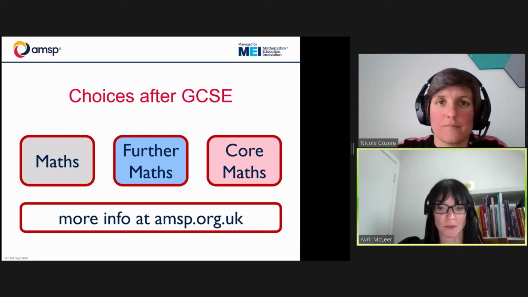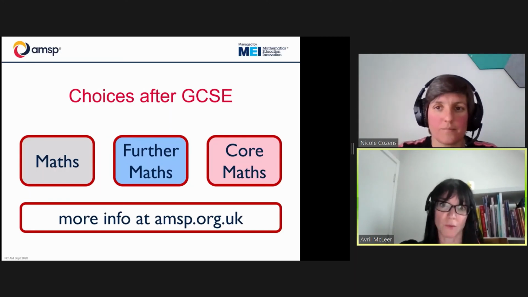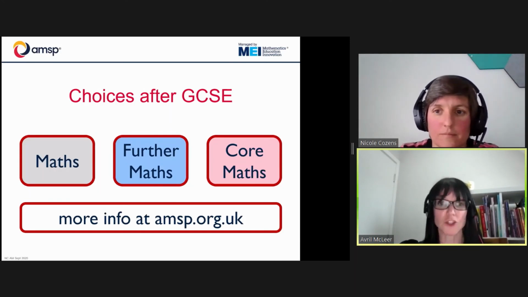Many universities will give you a reduced offer if you complete core maths or further maths, even just AS further maths. It's really worth considering all this when you are making your choices. If you do want more information about any of these qualifications, just look at our website.